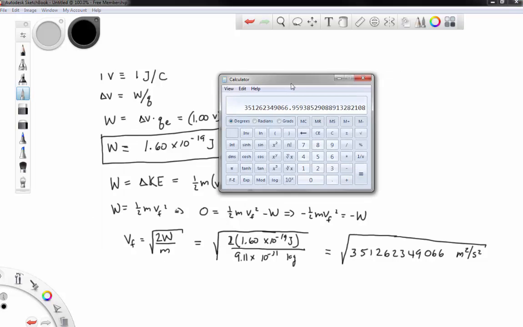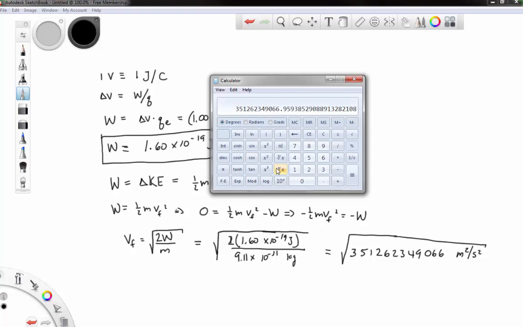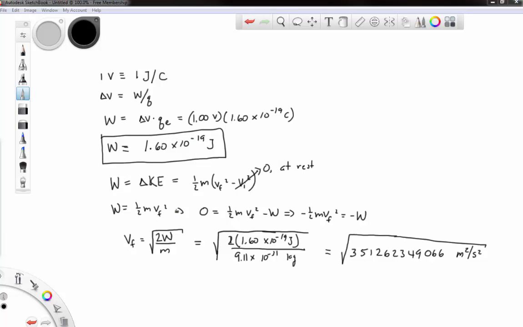Okay, so now we take that number and we take the square root of it, and we end up with 592,673.9. So V final is 592,674 meters per second, or if you want to put it in scientific notation, 5.92674 times 10 to the fifth meters per second.